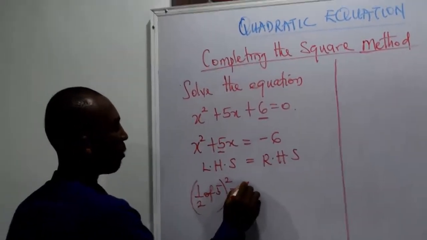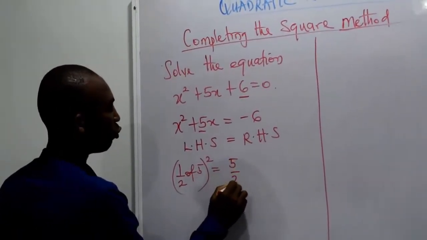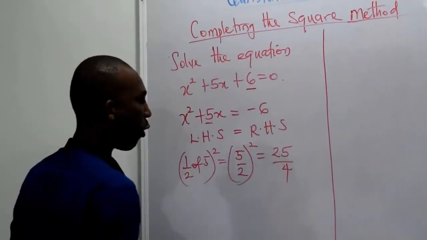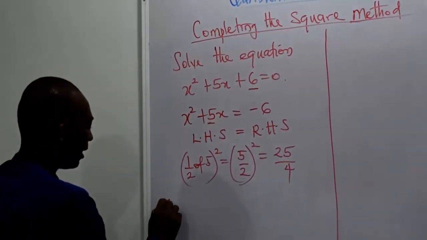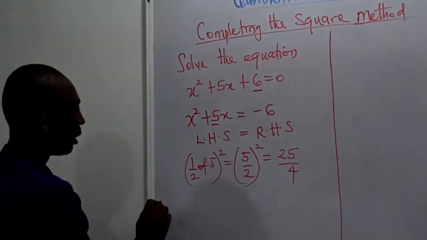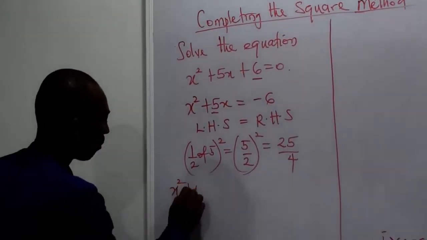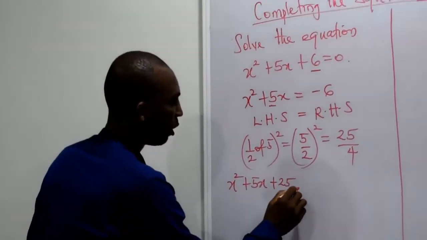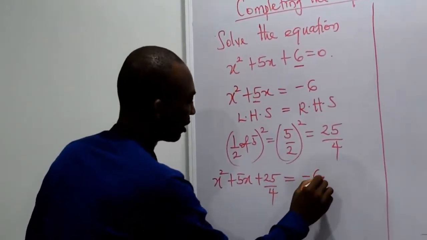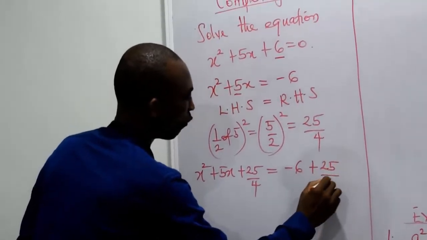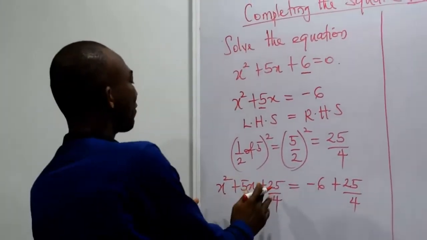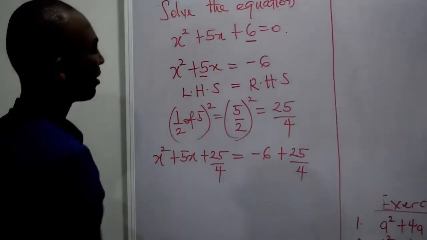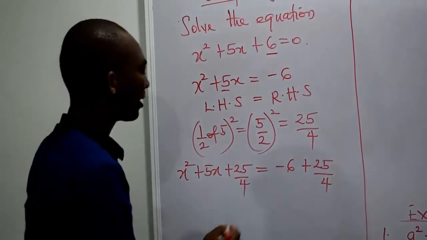So half of this becomes 5 over 2 all squared, and this becomes 25 over 4. Good. We are adding this to both sides, and that becomes x squared plus 5x plus 25 over 4 equals minus 6 plus 25 over 4. Now, this left hand side is a perfect square, and this is the right hand side. So let's continue with this right hand side.